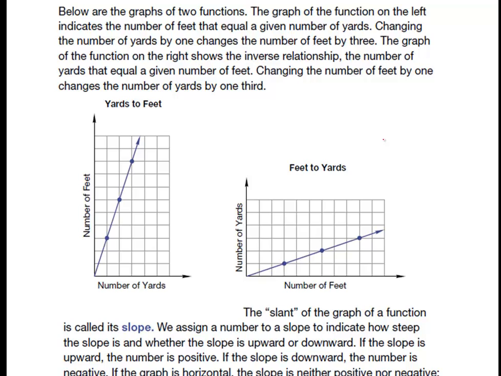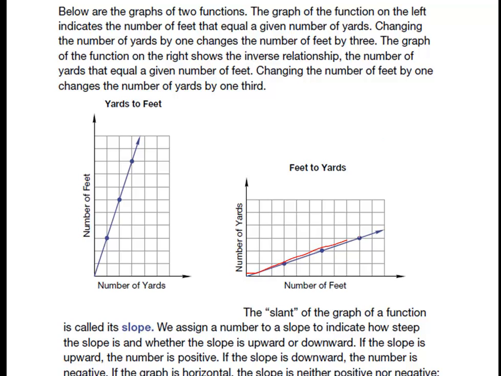Okay, so below we've got two graphs. The one on the left is set up so that it shows the number of yards, and as each yard changes, it goes up 3 feet. So it's showing the change from yards to feet. The one on the right shows that for each foot that you go to the right, you go up 1 yard. So the slopes of the graphs are different. Changing the number of feet by 1 changes the number of yards by 1/3 on the second graph, or it's just the opposite on the first graph. We call that its slope.